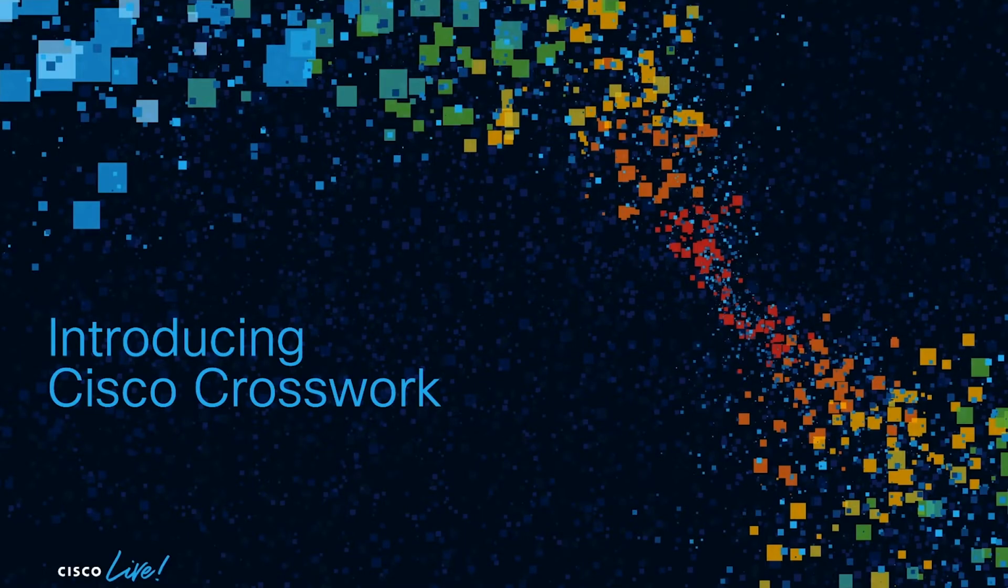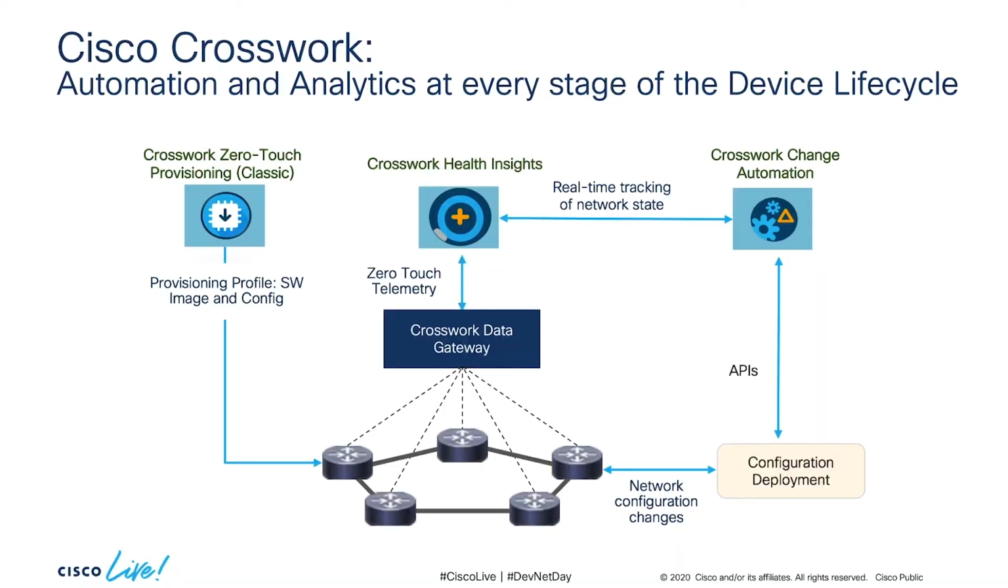Now let's take a look at Cisco Crosswork. Cisco Crosswork was basically created to provide automation and analytics capabilities at every stage of the device lifecycle. What you see here, particularly with Crosswork Health Insights and Crosswork Change Automation, are two pieces that have existed as part of the Crosswork suite that allow you to deal with day one plus operations.